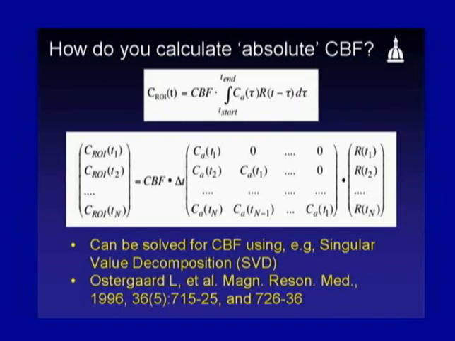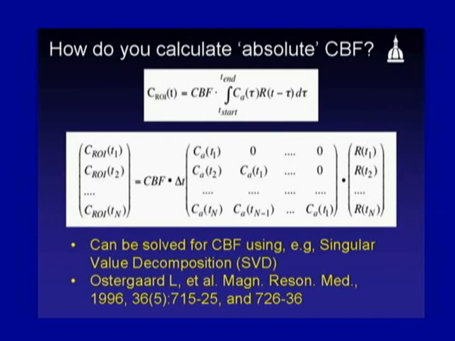So here, you can think of this as the delta R2* of a pixel in the brain at every time point of our dynamic series. And that's equal to the blood flow times this matrix here, which is the arterial input function at each time point. So this is a pixel's delta R2*, and a pixel located in a major vessel, and then times the residue function. Fortunately, this is solvable, and one of the standard ways of doing this is using something called singular value decomposition. And this is really described in the landmark papers by Ostergaard from about 10 years ago now.